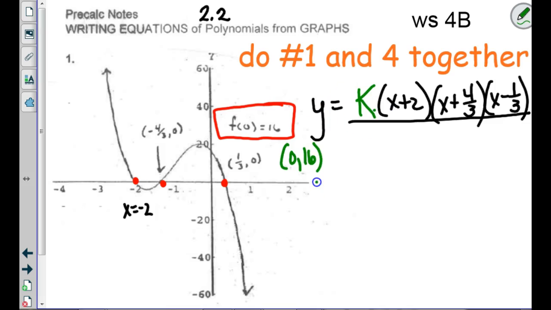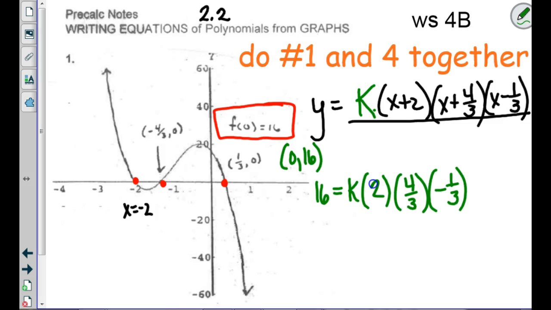For 16, or Y, I'm going to put in 16. We'll leave the K. And then for all these X's, I'm going to put in 0. So 0 plus 2, 0 plus 4/3, 0 minus 1/3. And if you need to write that out with the 0 in there so that you know how I got that, we were putting the zeros in there. Probably should have written it out that way.